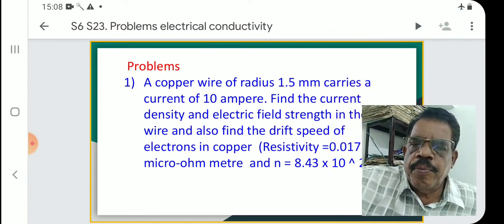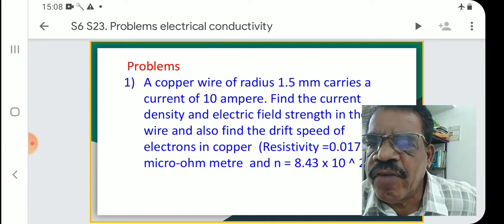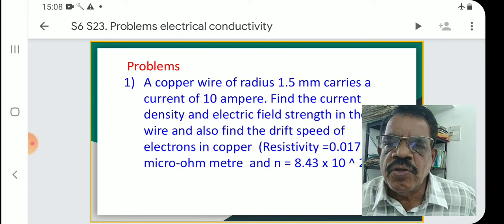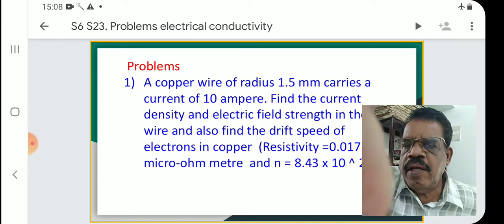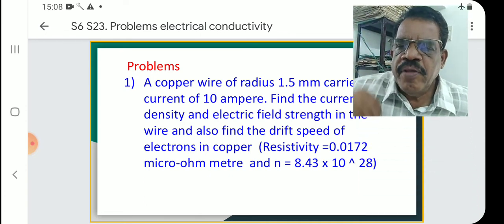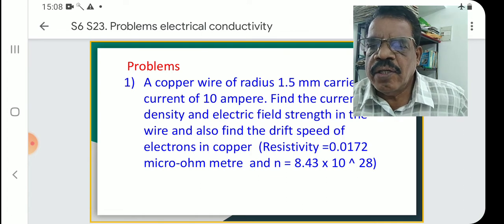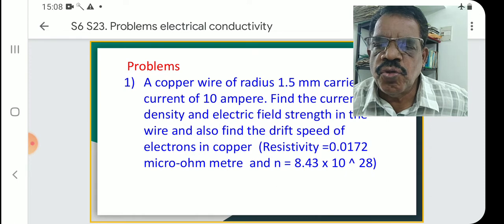I shall read the problem. A copper wire of radius 1.5 millimeter carries a current of 10 ampere. Find the current density and electric field intensity or strength in the wire and also find the drift speed of electrons in copper. Resistivity equal to 0.0172 micro ohm meter and N is 8.43 into 10 raised to 28.